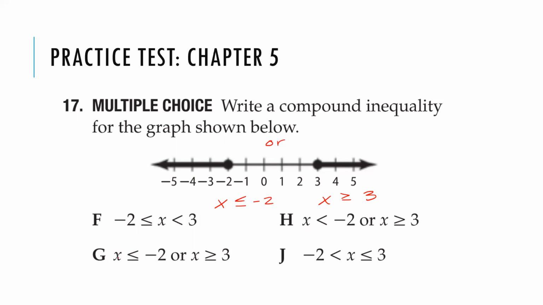So it can only be h or g, and this says x is less than -2, but our circle is shaded in, so it cannot be h, it has to be here. It says x is less than -2 or x is greater than 3, which is what we have. So it has to be g, okay?